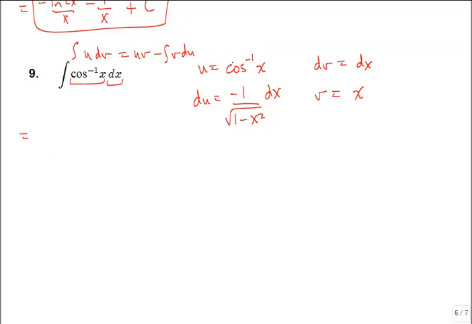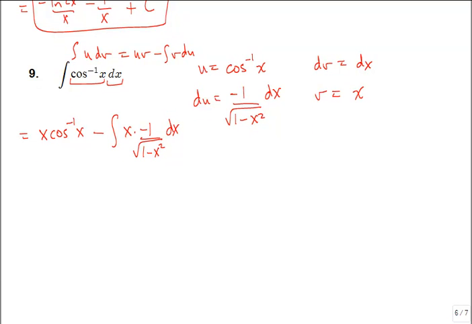The u is the inverse cosine x, and the v is the x. So when I multiply those together, it becomes x inverse cosine x minus the integral of v, which is this x, times du. So all of this negative 1 over square root of 1 minus x squared dx.